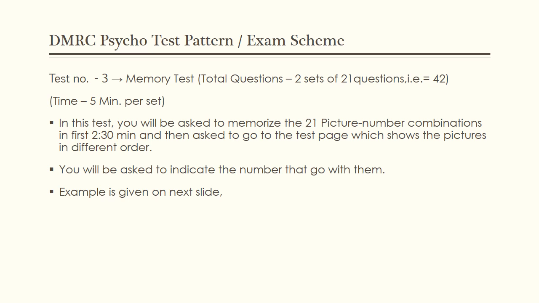So in this test you will be asked to memorize 21 picture-number combinations in the first 2 minutes and 30 seconds, and then go to the test pages which show the pictures in different orders. Those questions will be multiple choice, as you can see below. You will be asked to indicate the number that goes with them. An example is given below.